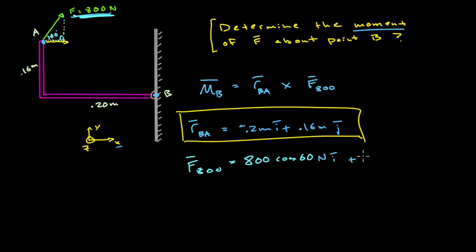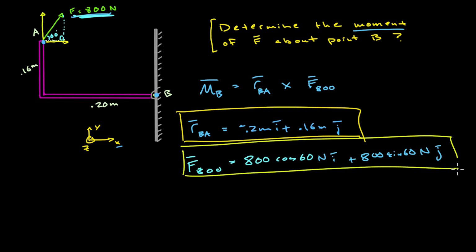And then of course we've got another 800 sine 60 newtons. So that many newtons is going to be pulling straight up in the j direction, right? So again, our force decomposition, there's always some piece of the green force that's pulling straight to the right and some component of the green force that's pulling straight up. That's what these 2 components are. Okay, so now we have our R and we have our F.